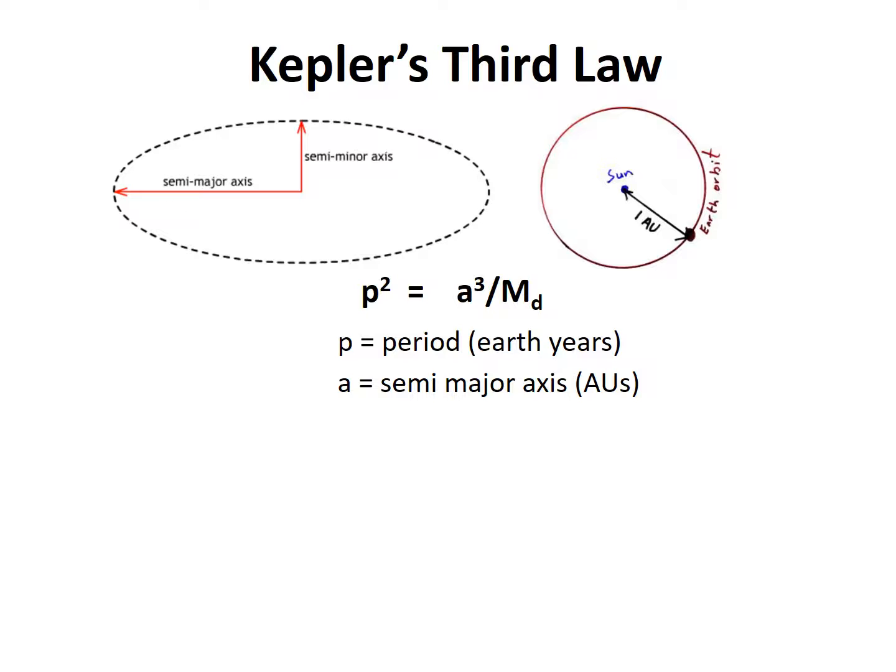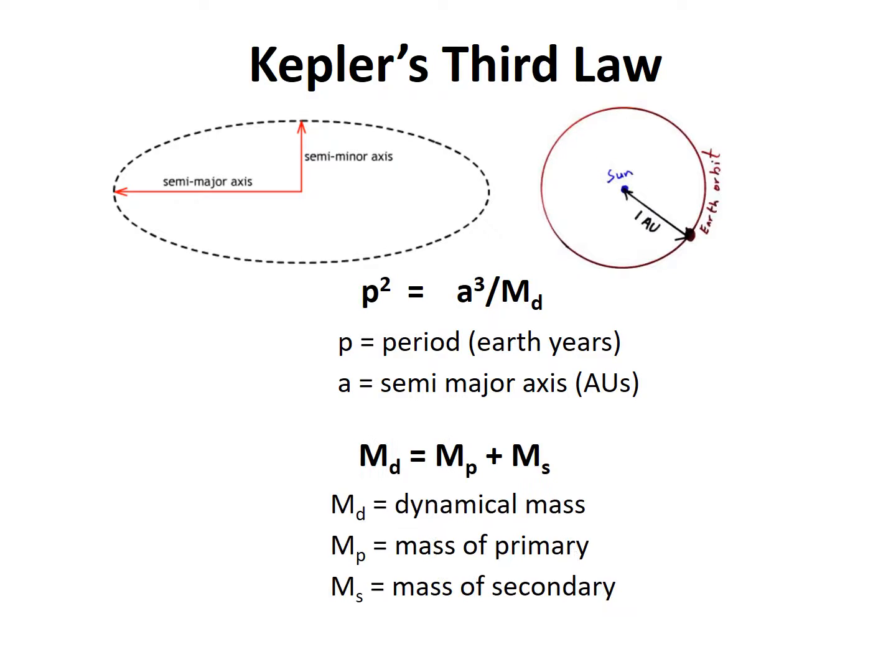The proportionality constant was the dynamical mass, m sub d. The proportional relationship is Kepler's third law. The dynamical mass, m sub d, is the sum of the masses of the primary and secondary stars, m sub p and m sub s.